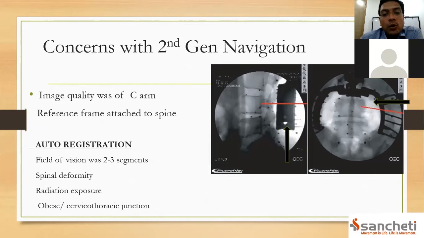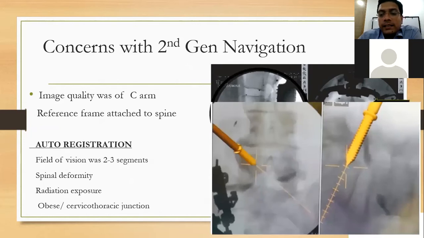Additionally, because the image quality was that of a C-arm, it was difficult to use this technology, especially in complex regions like the cervicothoracic junction, which is not clearly seen on the C-arm. And also in obese patients, where due to the obesity, you wouldn't get good quality images. So these were the examples of the images.